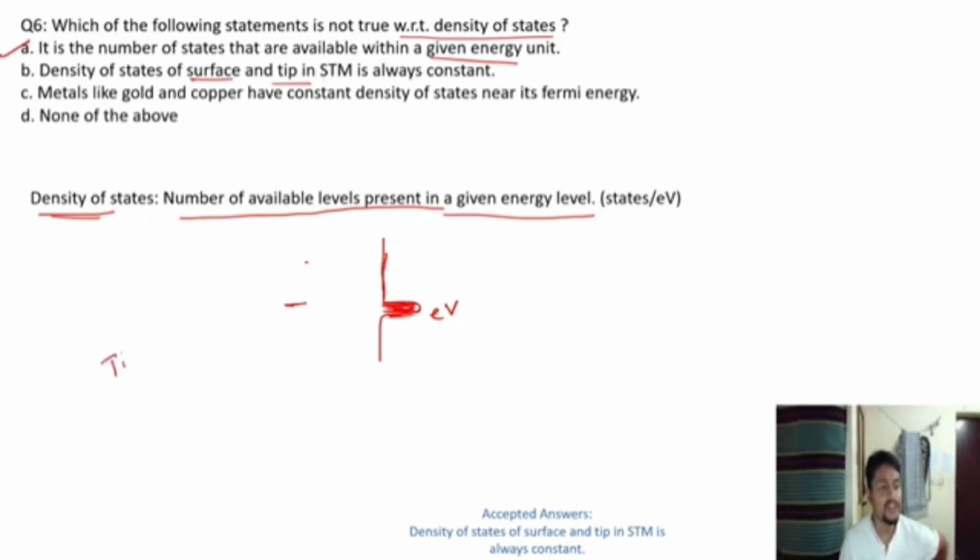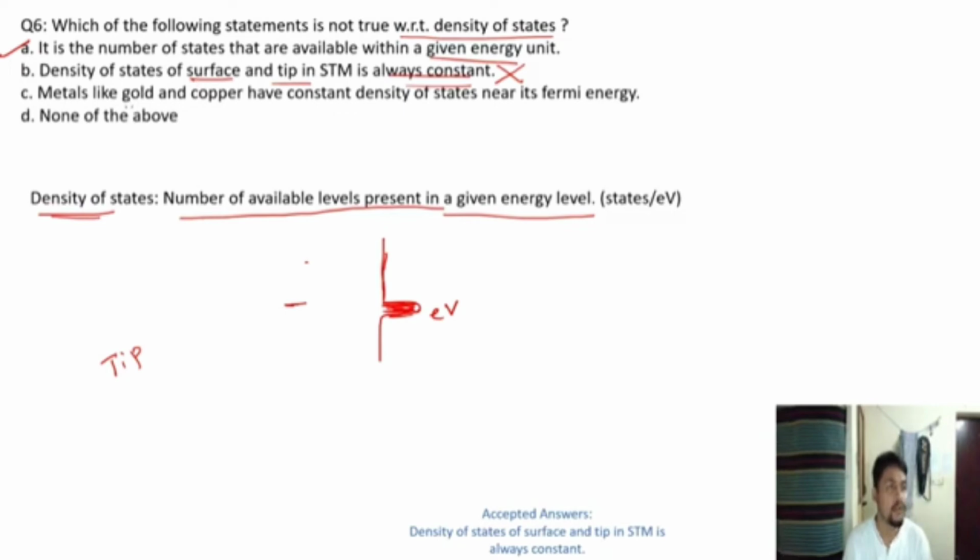Now, density of states of surface and tip in scanning tunneling microscopy is always constant. If the tip is a different material than the surface, then a different kind of surface state is going to be there. So this cannot be true. It will depend upon the material of the tip and the structure of the surface. It is never constant. So this is totally wrong, right? Density of states of surface and tip cannot be the same.